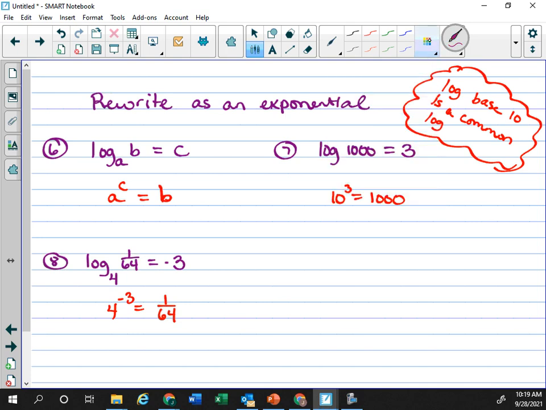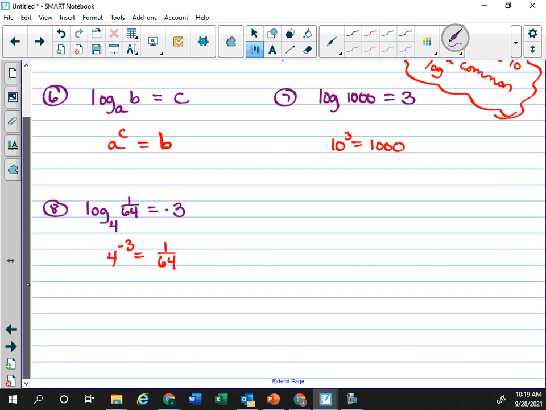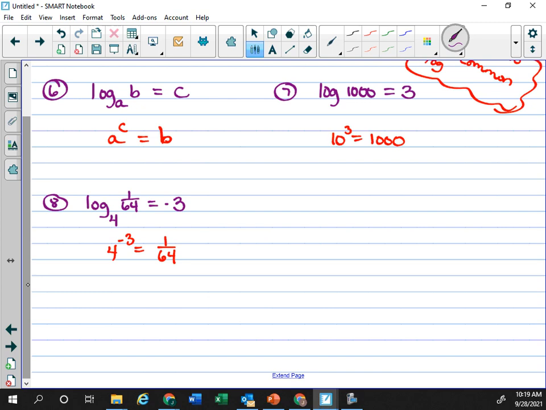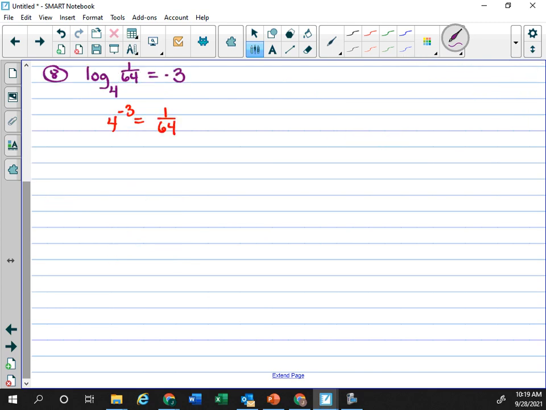Keep going. We cover a lot today, guys. It's a big day. All right, now we're going to solve some log equations using what we know about rewriting them as exponentials, okay?